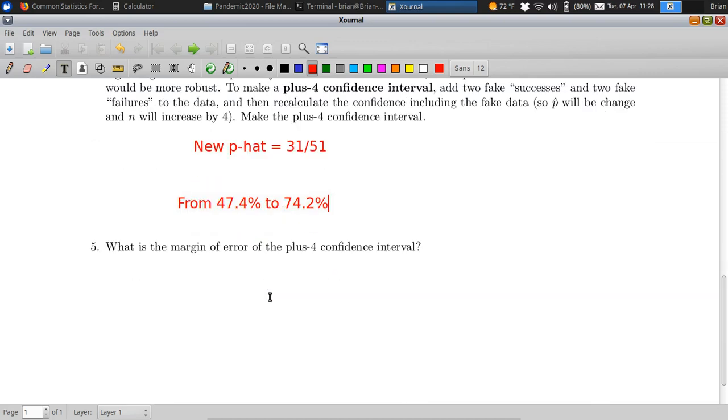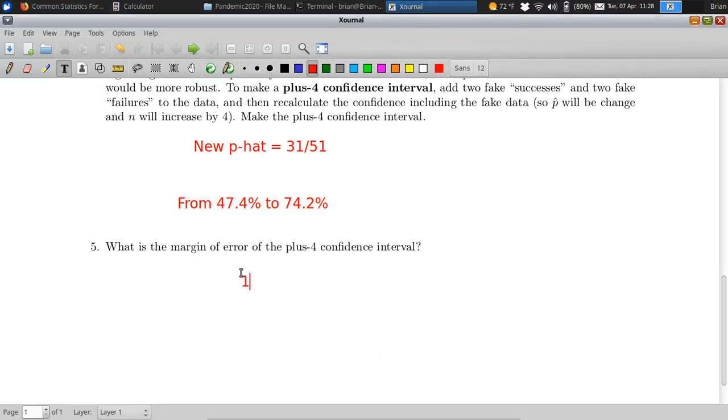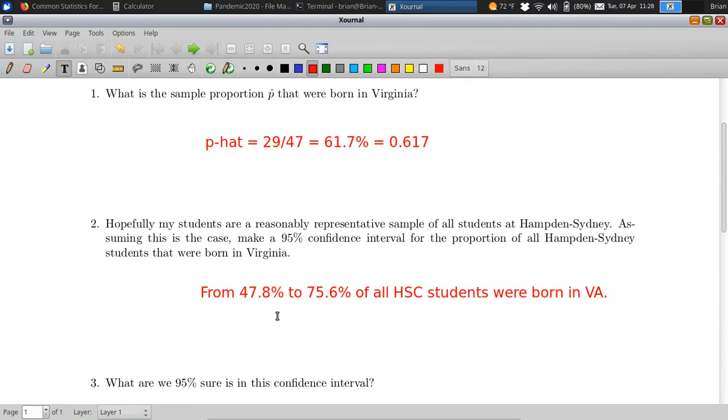Okay, finally, what is the margin of error for the +4 confidence interval? This is just a knowledge question. Do you know what the margin of error is? Whenever you do these calculations, you just have to know the number after the plus or minus. That's the margin of error. So you just copy that number. So 13.4% is the margin of error for the +4 confidence interval. Great. Okay, that's it. That answers all of these questions.